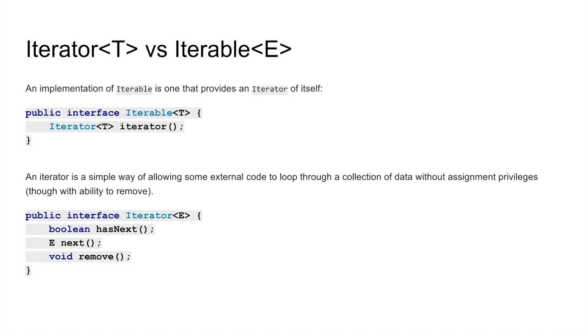Let's look at an example so that it really becomes very, very clear. So you have the Iterable interface, and the Iterable interface allows you to return an iterator. An iterator is also generic. So Iterable<T> has one method which gives you an Iterator<T>. And the Iterator<T> is a separate interface which allows you to loop over the elements in a collection. It has the three methods hasNext, next, and remove, which allows you to deal with the elements in a collection.